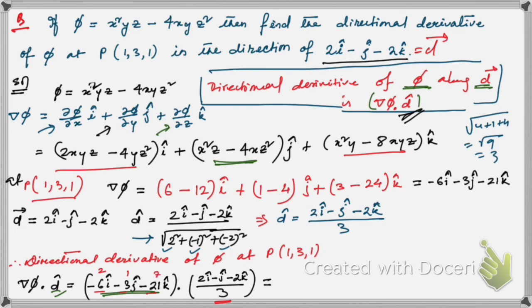Now multiply this by 2, then what you will get? Minus 4 plus 1 plus 14, and that's going to give you 11. So this is your answer. That's how we can find the directional derivative along a given vector.